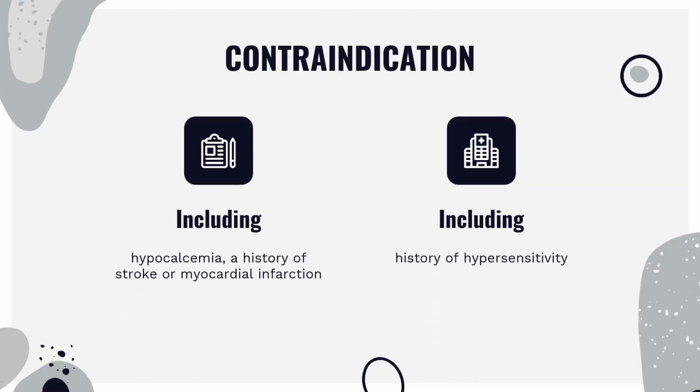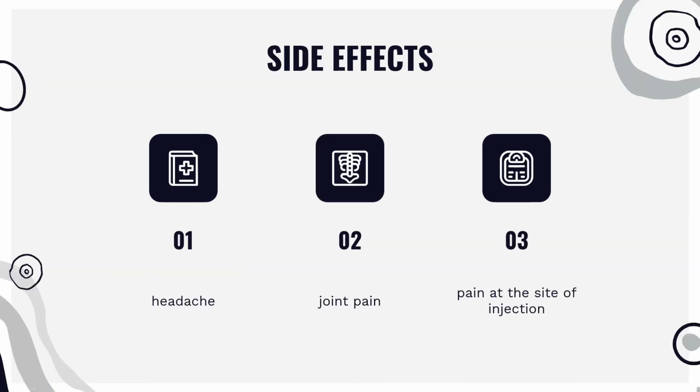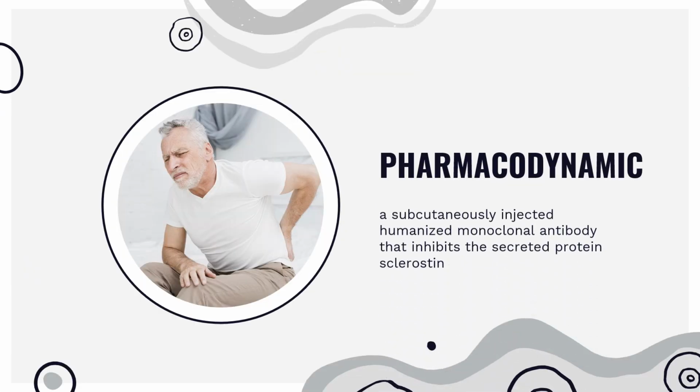Contraindications. Romosozumab is contraindicated in patients with hypocalcemia, a history of stroke or myocardial infarction in the past year, or a history of hypersensitivity to romosozumab or any component of its formulation. Side effects. Common side effects include headache, joint pain, and pain at the site of injection.